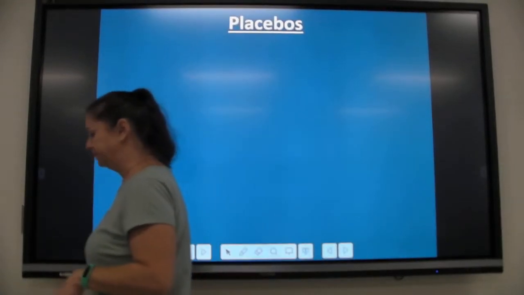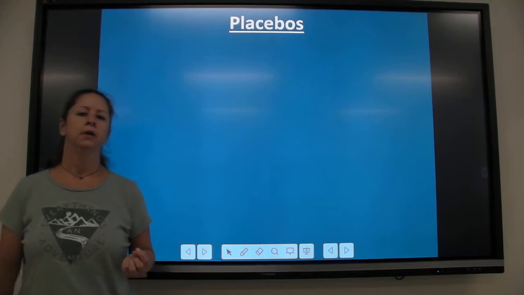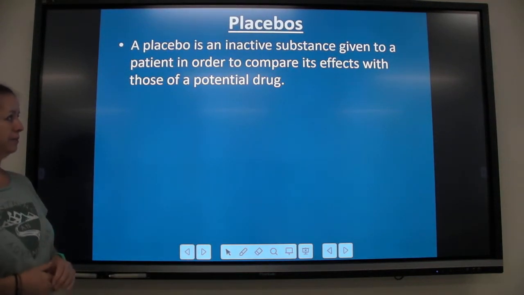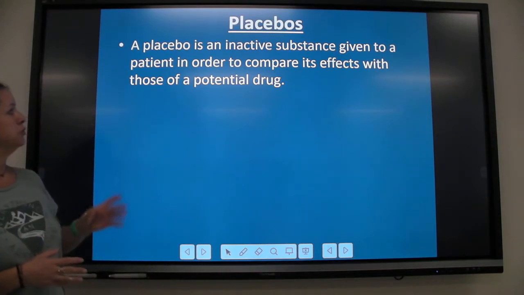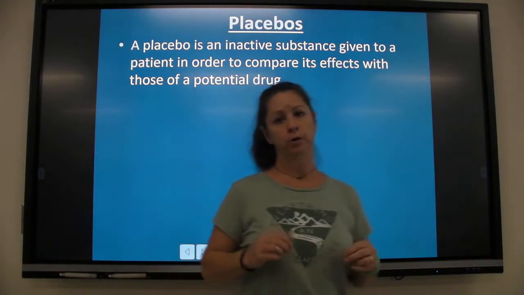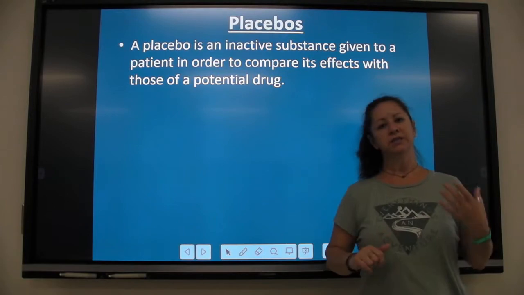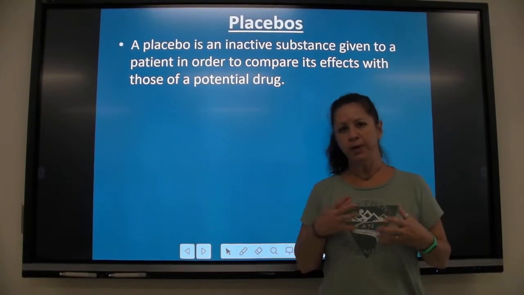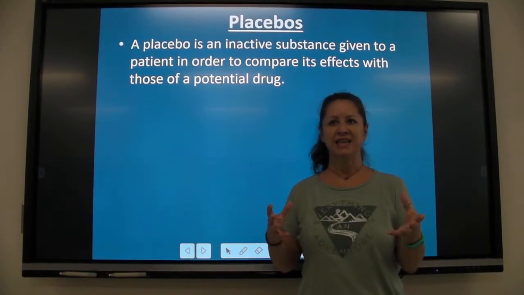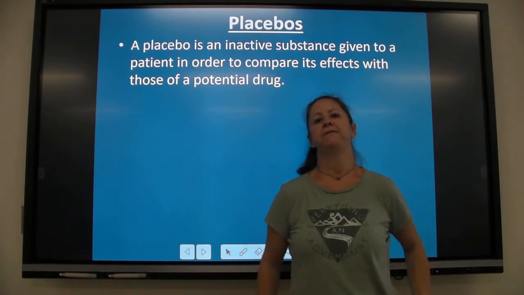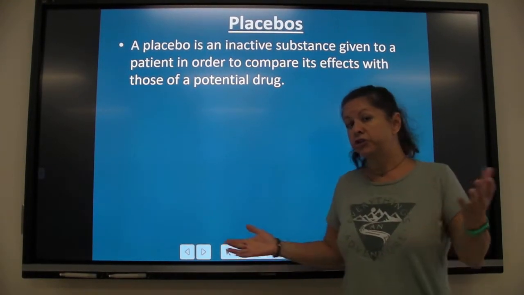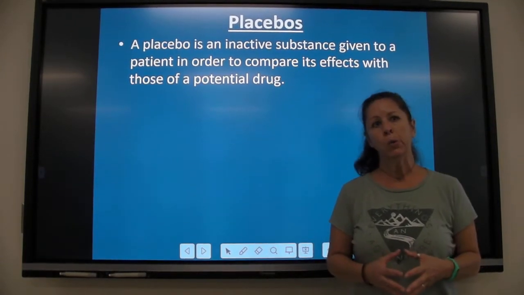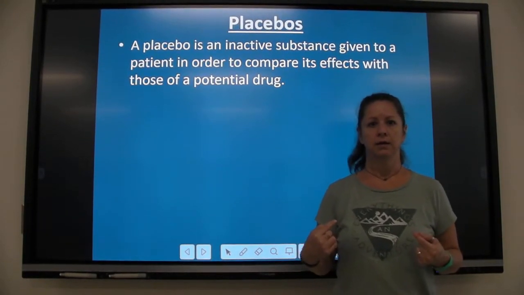Now, when you're working with people, to create a control group, you need something called a placebo. All right? Now, a placebo is an inactive substance given to a patient in order to compare its effects with those of a potential drug. There's a reason why we need a placebo. Okay? Scientists the world over have noticed that some people are able to create things in their minds that actually affect their physical body. Scientists don't understand how this happens. They don't have any clue why it happens. They just know that it does. And so someone who thinks they're getting a medicine might actually get better.